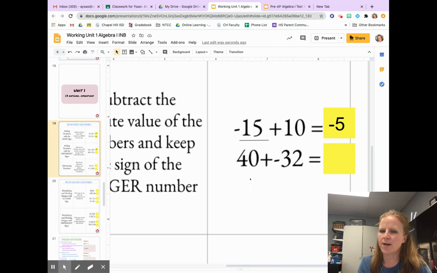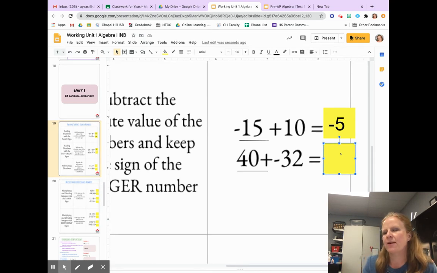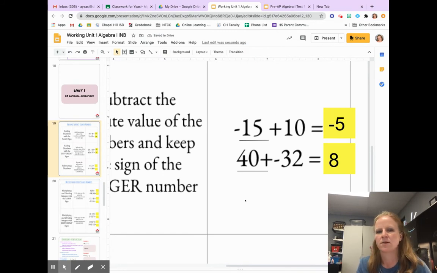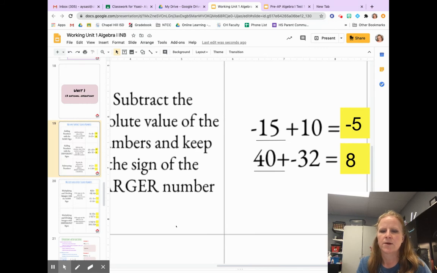Next example, we have 40 plus -32. So which one is bigger? 40. So we are going to do a little line here. 40 is bigger, so that means that the sign that I'm going to keep is positive. So this would be 40 minus 32, which is 8, and then we keep the sign of the bigger number, which is the positive, so it's +8. Click on the box, raise it up, make it bigger. Okay, so let's keep on going.